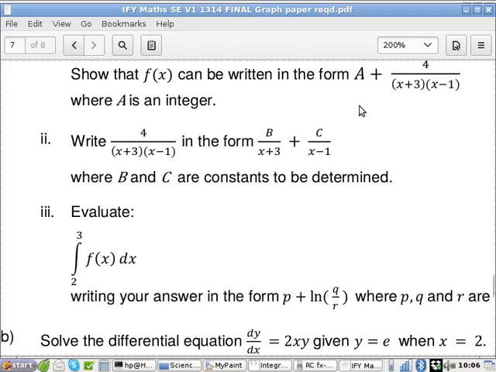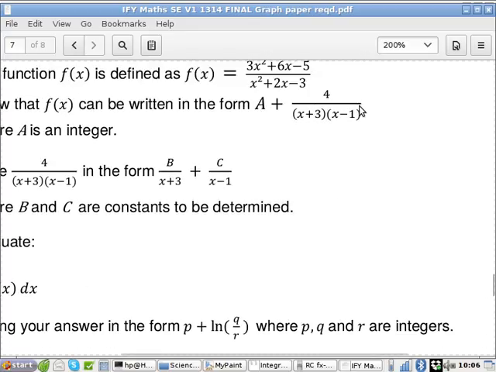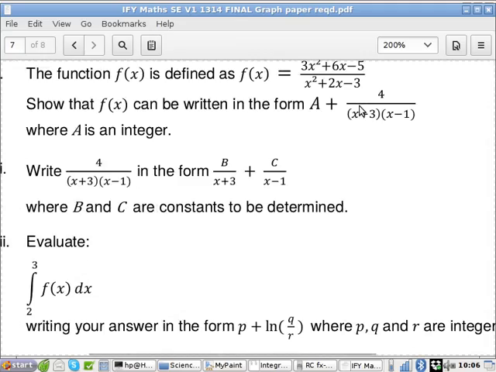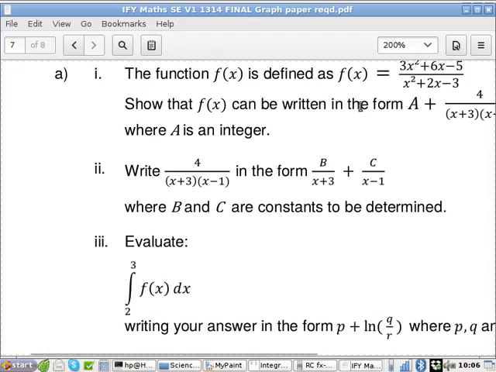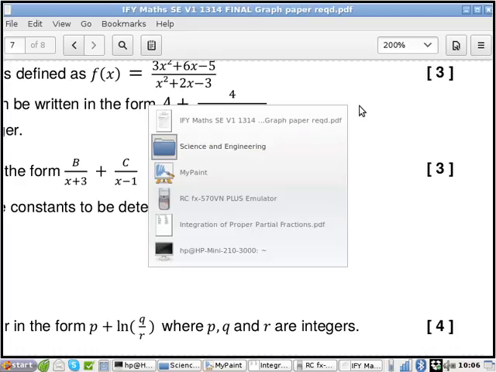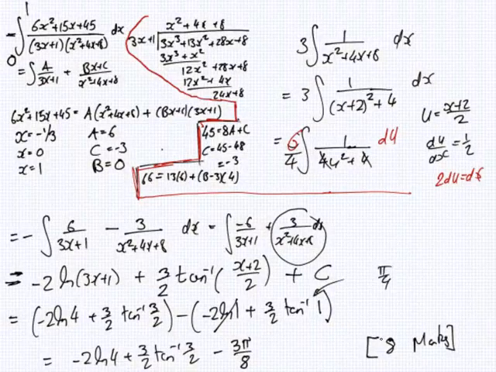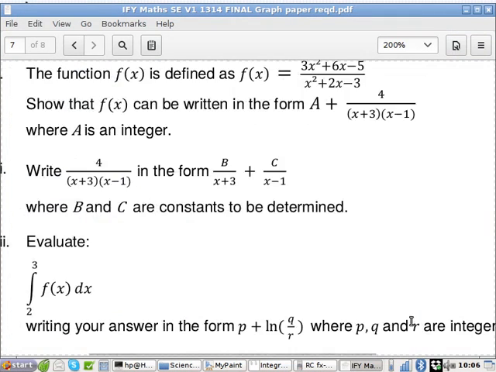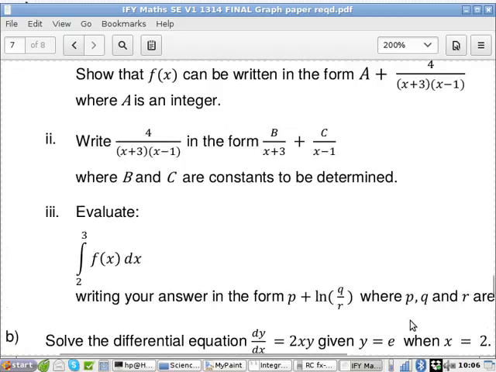So let's see how many marks that gets you. 10 marks. 4 left. Yeah. 10 marks. So actually 8 was too few. 10% of the exam, 10 marks for this one here. And then the second part, we haven't done it yet.